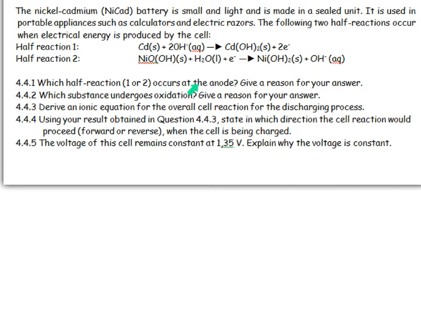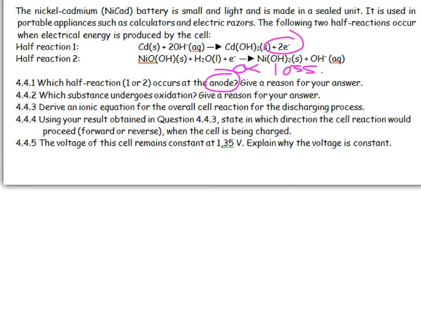So which half reaction occurs at the anode? Give a reason for your answer. So we need to consider what happens at the anode. The anode is where electrons are lost. So we are going to land up with reaction number 1, which is this substance over here. And what is my product? My product is electrons. So that's where electrons are lost. So anode is oxidation, and oxidation is loss of electrons. So you can give those all as reasons.